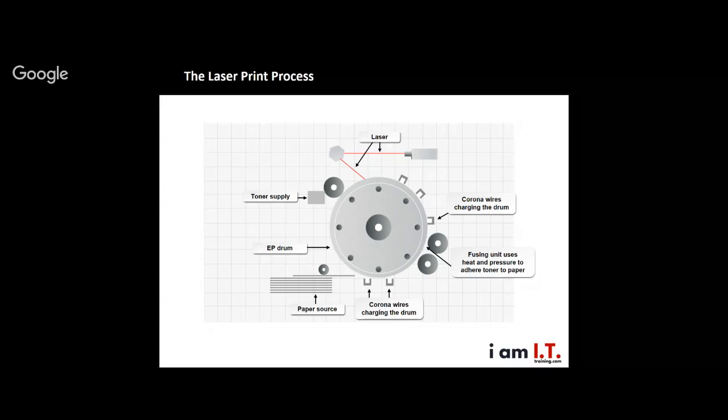Step 6 is transferring. This is when your positively charged paper is fed into the printer by pickup rollers, and it attracts all that negatively charged toner. Now the toner has been sticking to the drum this whole time, but now it's transferred onto the paper, and it's only bound at this point by the charges. So we still need to get it to stick to the paper.